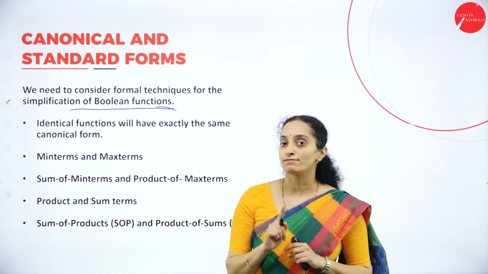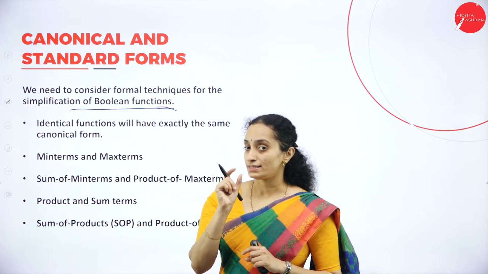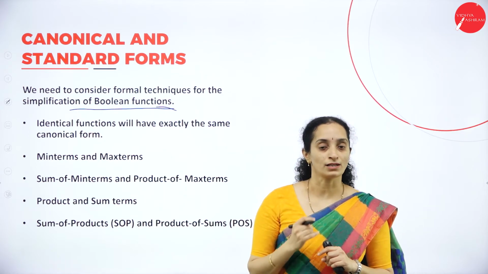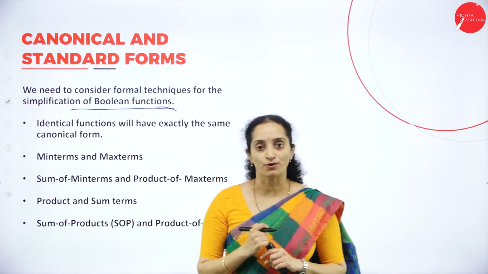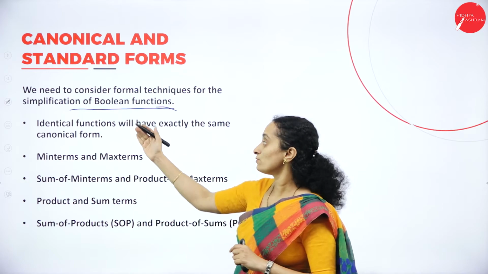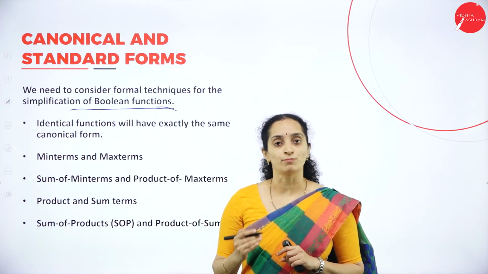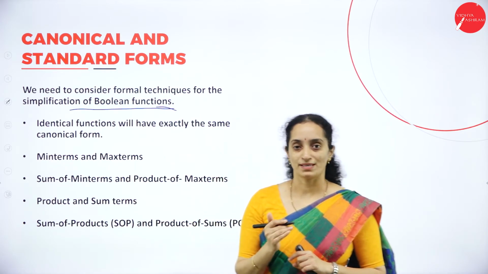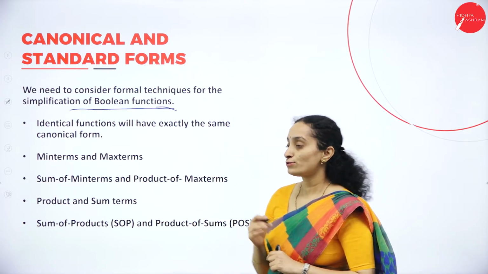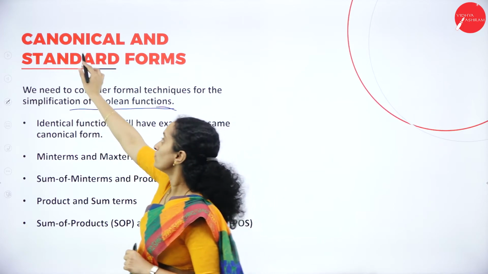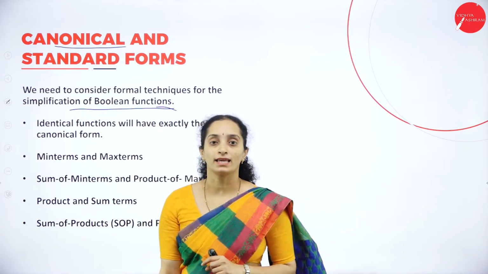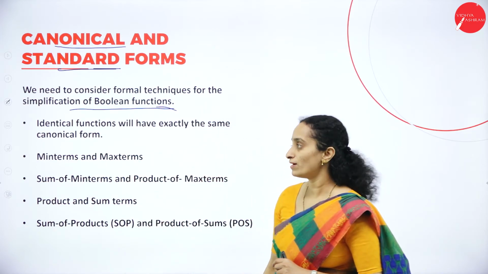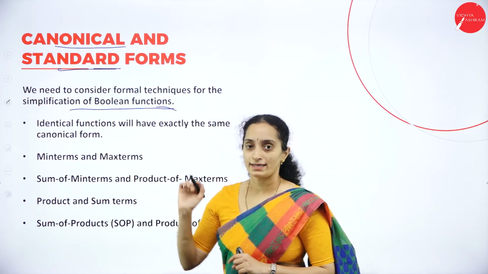So, to reduce investment and the IC's size, you have to reduce the number of gates that are used. How do you reduce the number of gates? By simplifying the Boolean functions. As I said, Boolean functions are the basis for everything, isn't it? So for simplification, we use two forms. One is the canonical form, another one is the standard form. Okay, canonical form and the standard form.